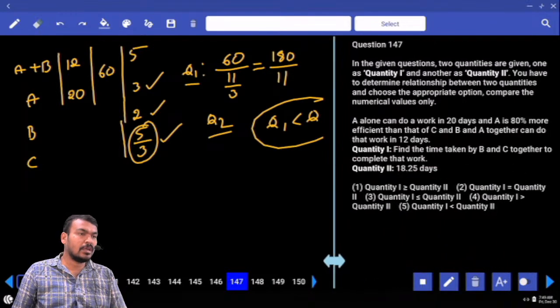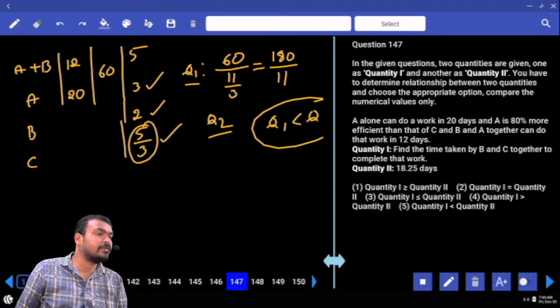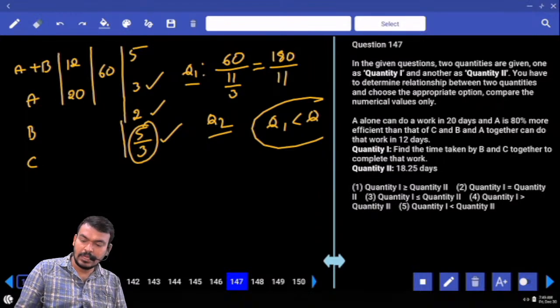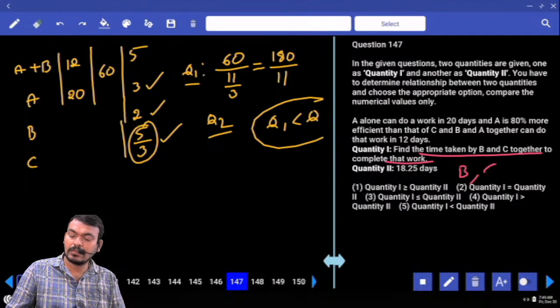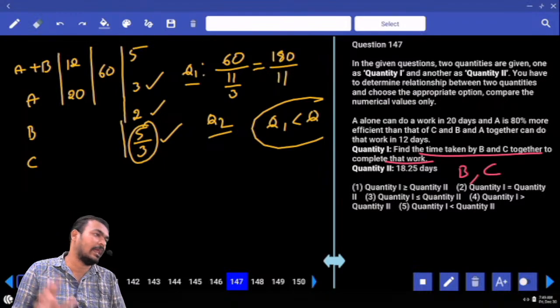If in quantity 2 we are given either C's efficiency or B's efficiency, in that case we write the direct answer. But here, in quantity 2, direct values are not given. In quantity 1 we require B and C together's time. Suppose in quantity 2 we require either B alone or C alone, in that case we return the direct answer.